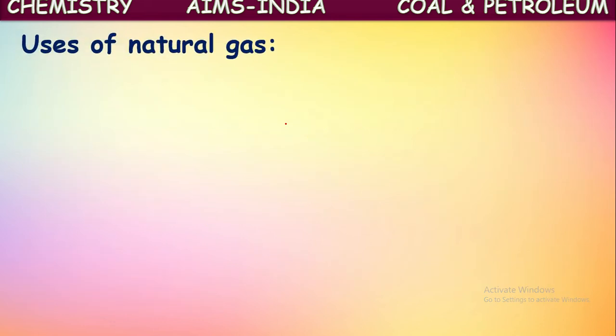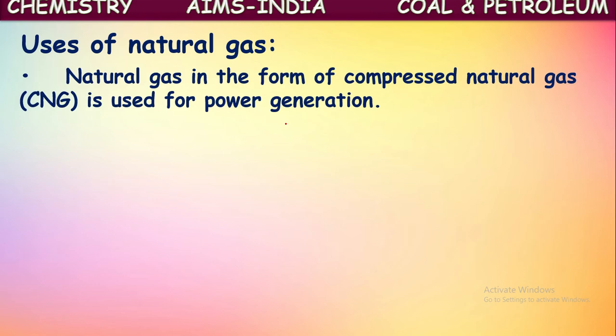What are the uses of this natural gas? Where do we use it? Natural gas in the form of compressed natural gas, which we call CNG, is used for power generation. Yes, on burning this CNG, it produces a large amount of heat energy. By that, they produce power or electricity. So in thermal power stations along with coal, they use this CNG also for production of power.